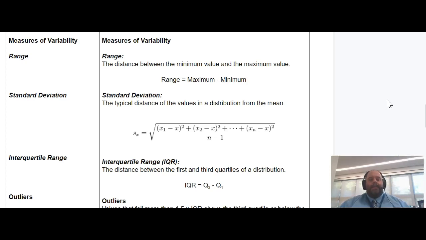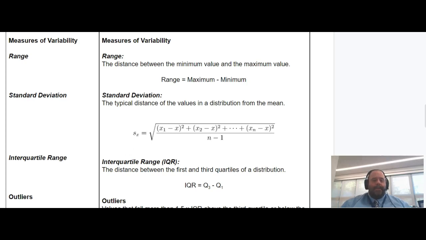A typical distance that a value will be from the mean. If you look at the formula, it's kind of weird. You're taking the distance from the mean of a whole bunch of numbers. So the x1 is there. That should be an x bar. I will fix that in your notes when you see it. It'll be an x bar.